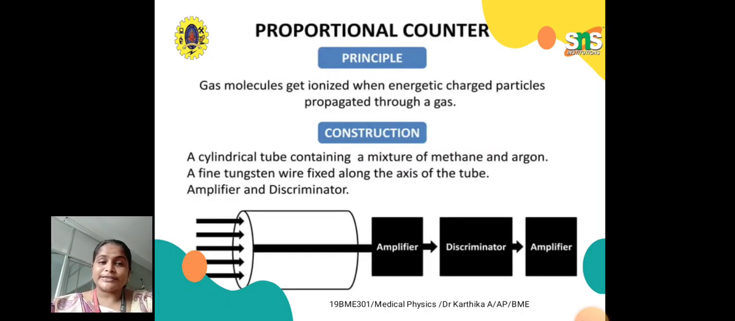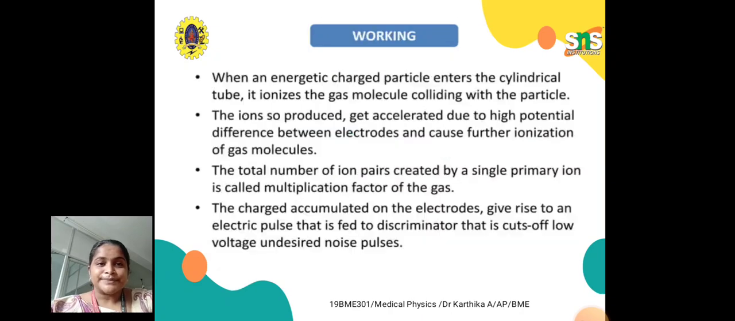Here the gas molecules get ionized when energetic charged particles propagate through the gas. Here we have a cylindrical tube containing a mixture of methane and argon, and we have a fine tungsten wire fixed along the axis of the tube. Also we have an amplifier and discriminator. See this one, here we have a cylindrical tube, and a tungsten wire. We have an amplifier, a discriminator, and again an amplifier in the output stage.